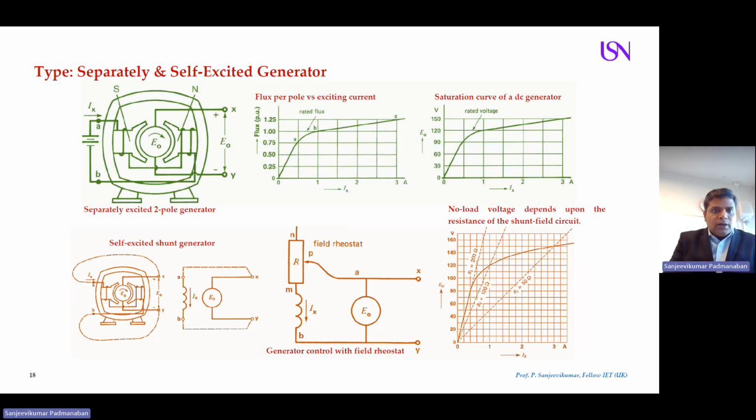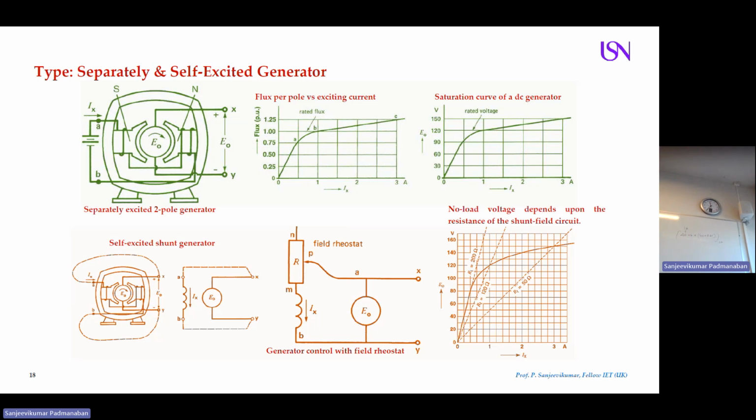Any doubt? So how the characteristics? How to do the characteristics? Again, the same principle. I'm going to connect a rheostat, and I'm going to vary the field current. How to do that? The same principle. I will change this current. What happened? If I change the current here, it will change. Current here will also change because look at here.